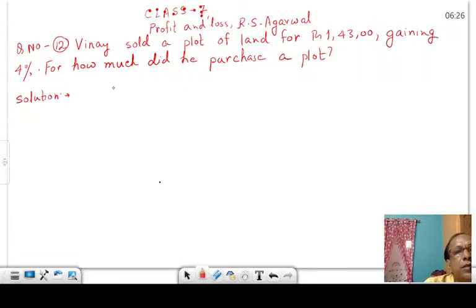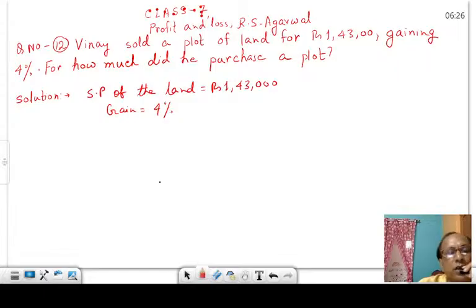First, what is given? Selling price is given. Selling price of the land is given as rupees 1,43,000. And here you see gain is given as 4%. We have to find the cost price of the plot. Therefore, first we will write the formula. After that, we will find the cost price. Cost price of the land is equal to, first we write the formula. After that, we will find the answer.